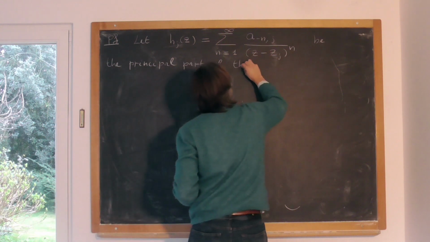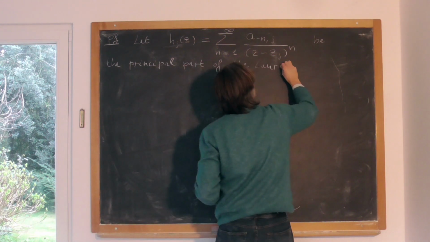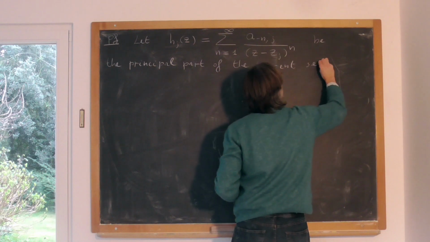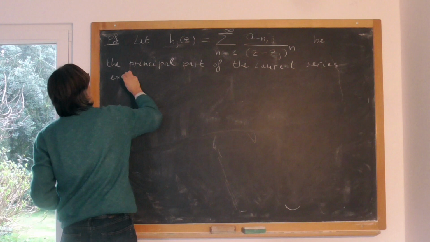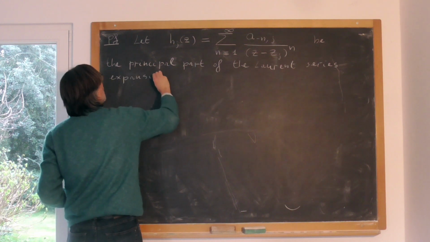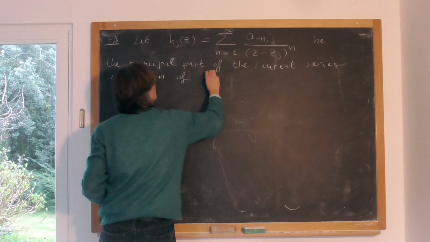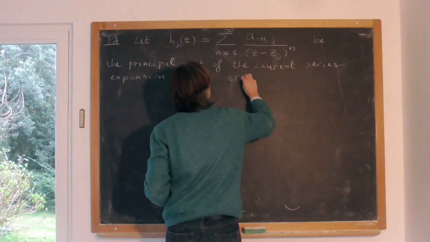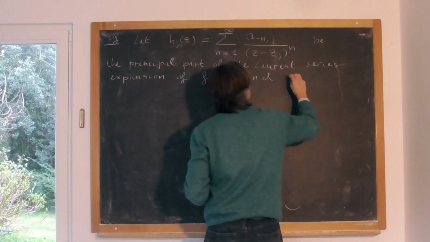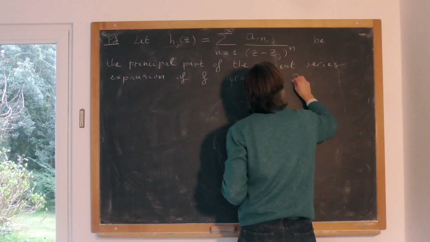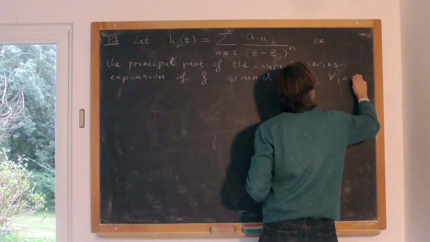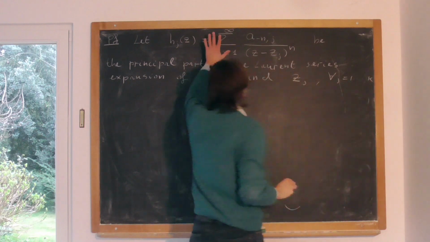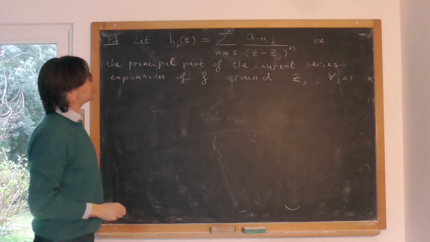Okay, so let this series be the principal part of the Laurent series expansion of f around the singularity zj, and this for all j going from 1 to k. So we have k such functions.